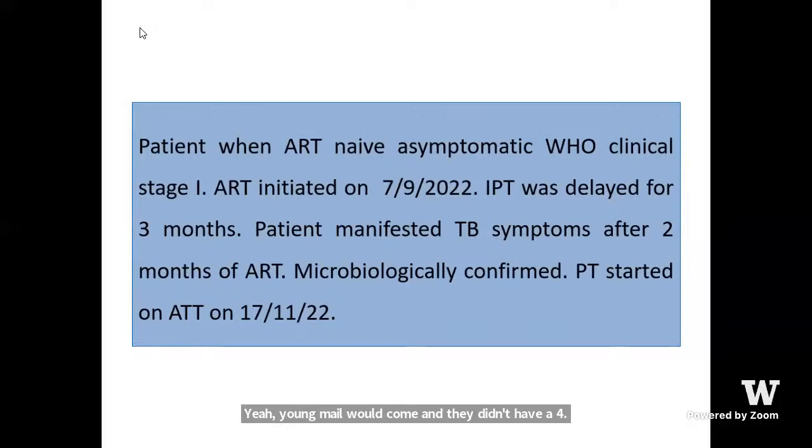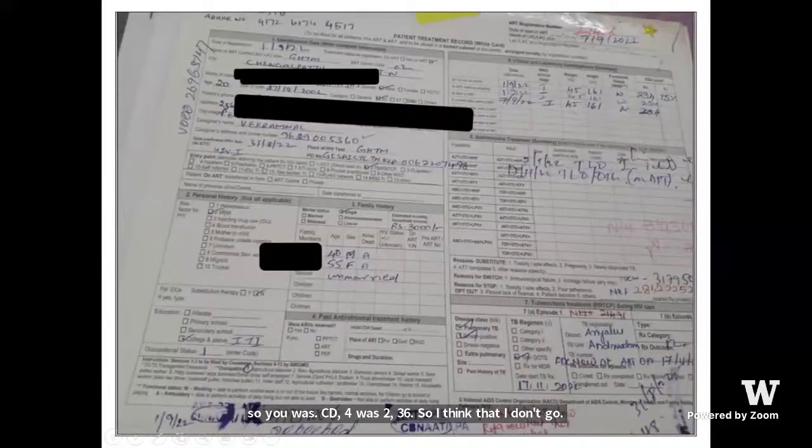Can you go to the next slide? You can see the card there. Yes, this is the card. We are well aware of the card, all the ARTMOs and our healthcare workers. The CD4 was 236 at baseline, WHO clinical stage 1. So he was started on ART initially. The clinician felt that since the CD4 was less than 250, they started the patient on INH prophylaxis.